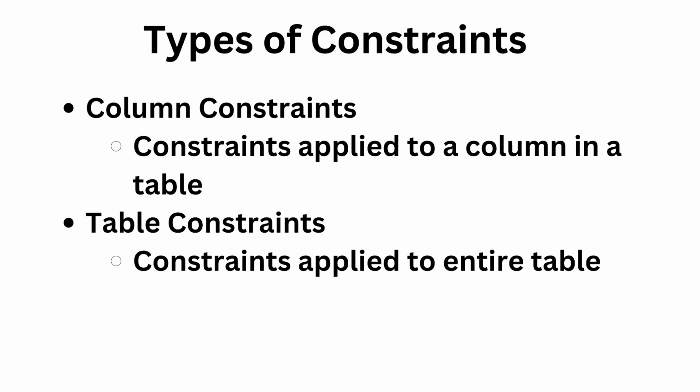Constraints can generally be divided into two main categories. There are constraints on a column, which constrain the data in a single column to adhere to certain conditions. And then there are table constraints, which are applied to the entire table rather than just an individual column.